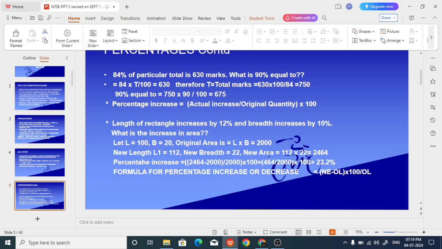So total marks you keep as T. T into 84 divided by 100 is equal to 630. From that, can you find T? From that, can you find what is the total marks? 84 into T divided by 100. How much you are getting? 84 into T equal to how much?